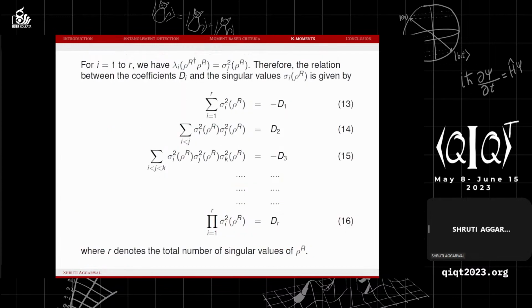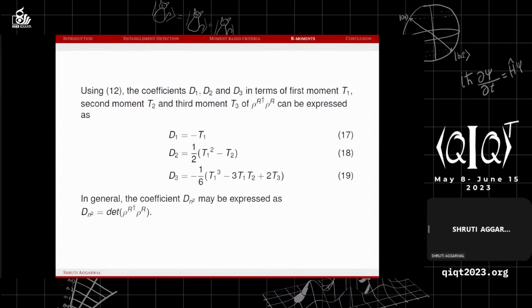Now we use these moments to give a criteria which can detect entanglement. First, we write the coefficients in the form of the singular values. In terms of the moments, d1 can be written as minus t1, and d2 can be written as half of t1 square minus t2. Similarly, the last coefficient is given by the determinant of rho R dagger rho R, and it can also be written in the form of the moments using the formula given here.